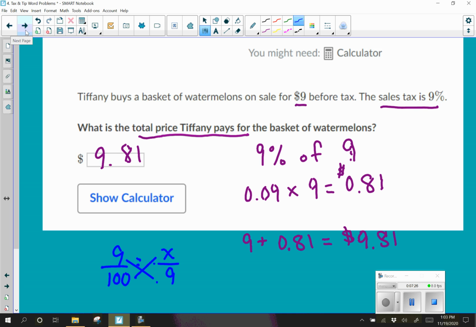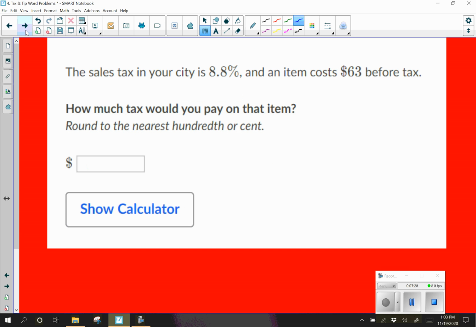Let's try another one. The sales tax in your city is 8.8% and an item costs $63 before tax. How much tax would you pay on that item? Notice it does say round to the nearest hundredth or cent. Just remember with money, we always take it out 2 decimal places. Hence, if you get a decimal that's longer, you need to round it to the hundredths place.